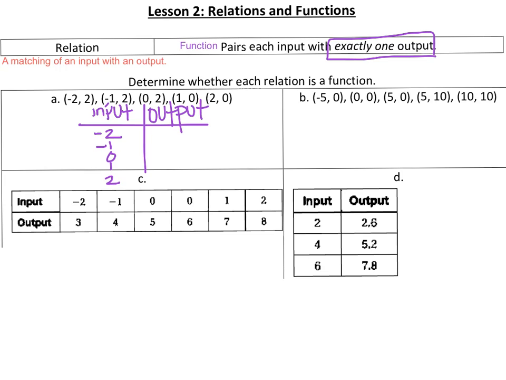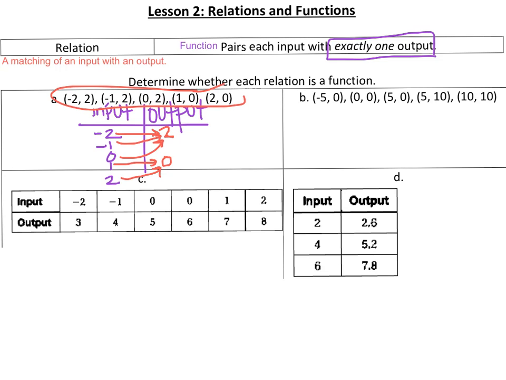The outputs of all these coordinates, I have 2. So -2 goes to +2. I have a -1 goes to +2. I have a 0 that goes to +2. And then I have a 1 that goes to 0, and a 2 that goes to 0. I'm just grabbing them from these coordinates.